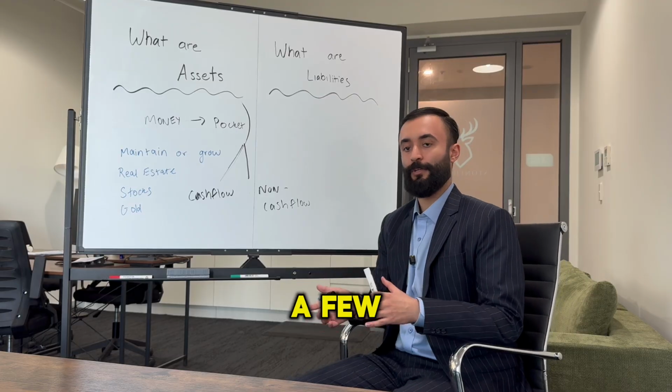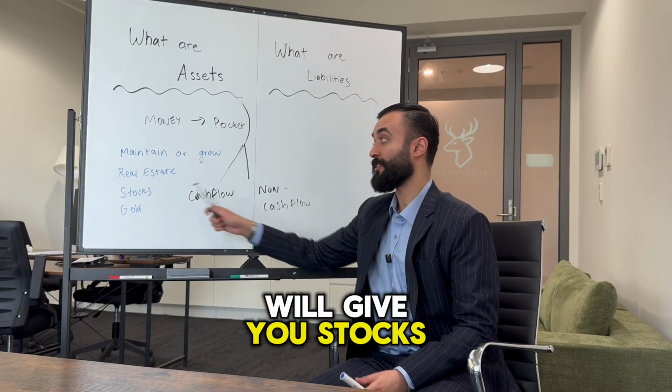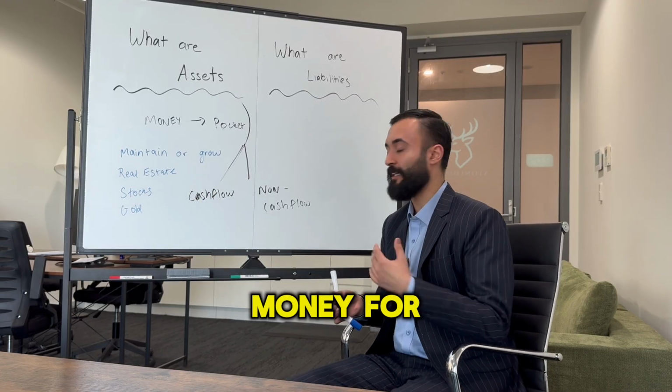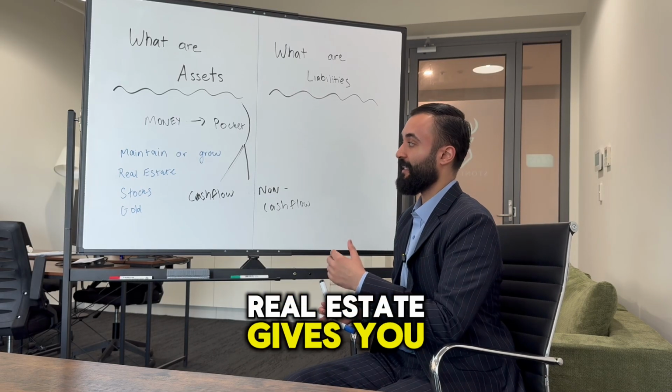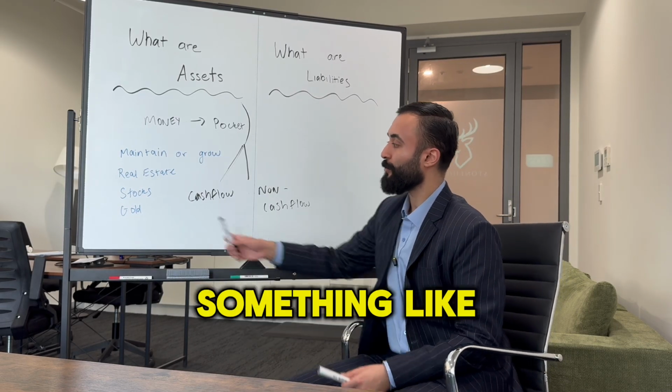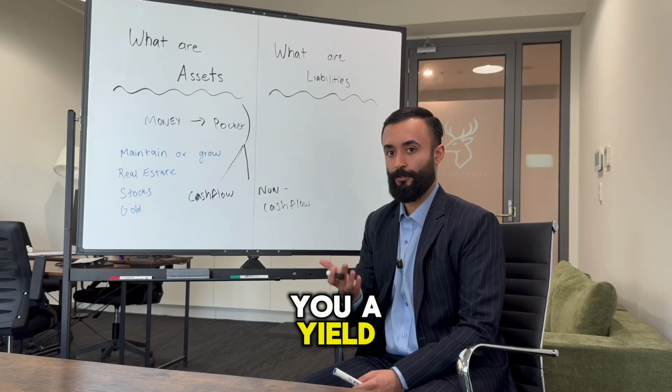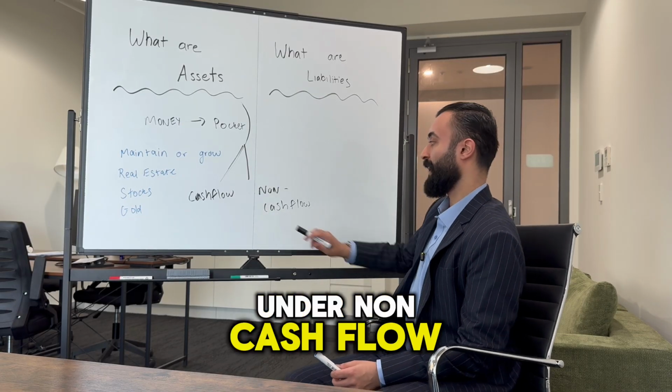This really gives us a few examples, such as real estate. It'll give you stocks. Stocks pay a dividend, so you actually get money for owning the asset. Real estate gives you rental income for owning the asset. But if you have something like gold, gold doesn't really give you a yield. So gold would fall under non-cash flow.